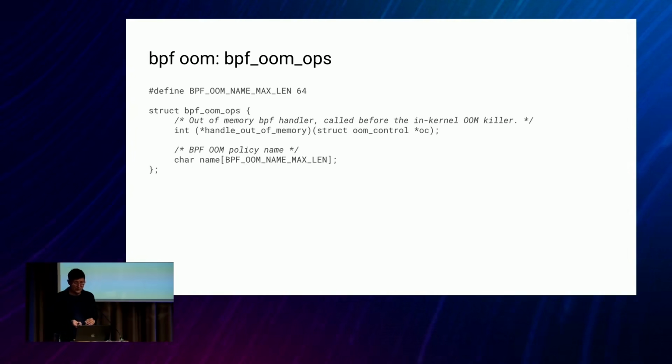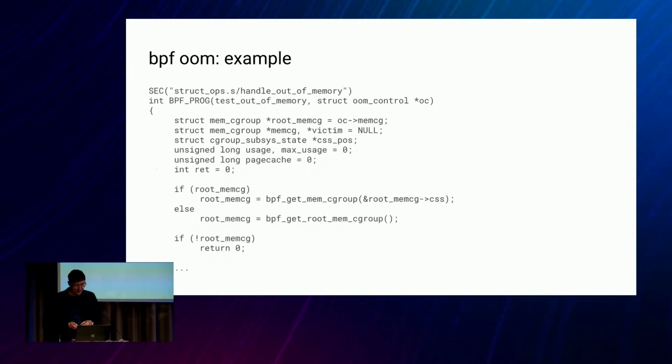And similar to the in-kernel OOM killer, it just gets this pointer to the OOM control structure, which describes the whole context and scope of the out-of-memory event. So let's look at the example. Sorry, it's a little bit longer, so I had to split it into, I think, 3 or 4 screens to make it readable.